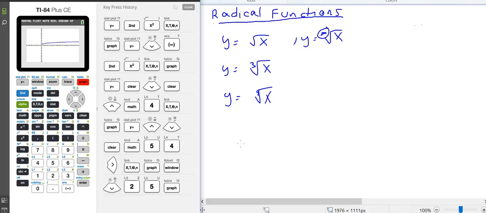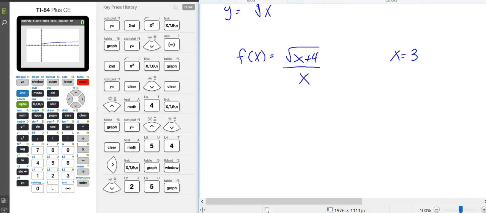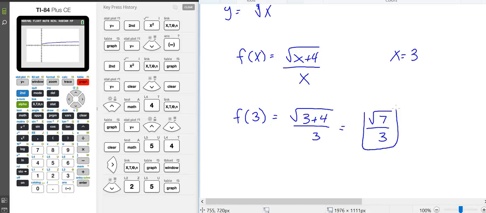Let's say you have f of x or y is equal to the square root of x plus 4 over x. You might be asked to evaluate this when x is equal to 3. And let's do that. That means that f of 3 is equal to the square root of 3 plus 4 over 3. And this is equal to the square root of 7 over 3. And this would be your answer.